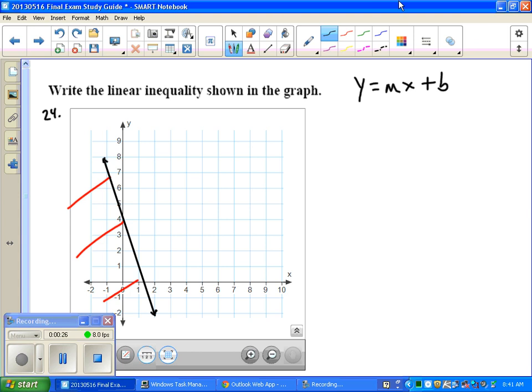The first thing we can see is what our b value is. Remember, b is your y-intercept. This is crossing through at 4. So on your y-intercept, your b value is 4. That's the first thing we can see.